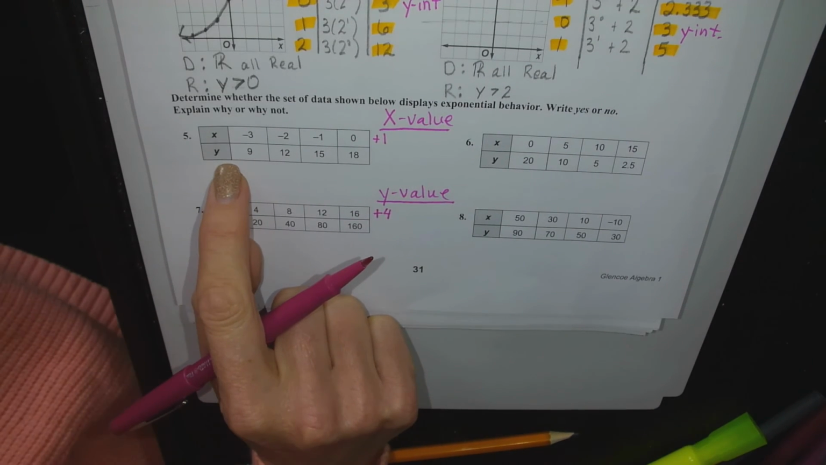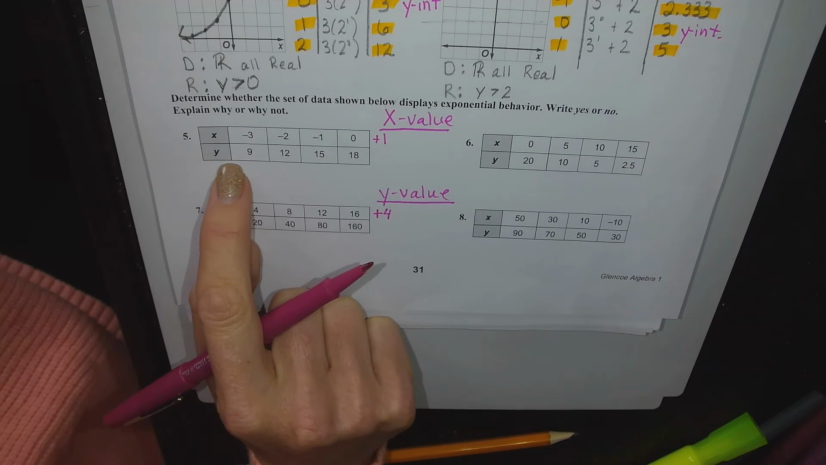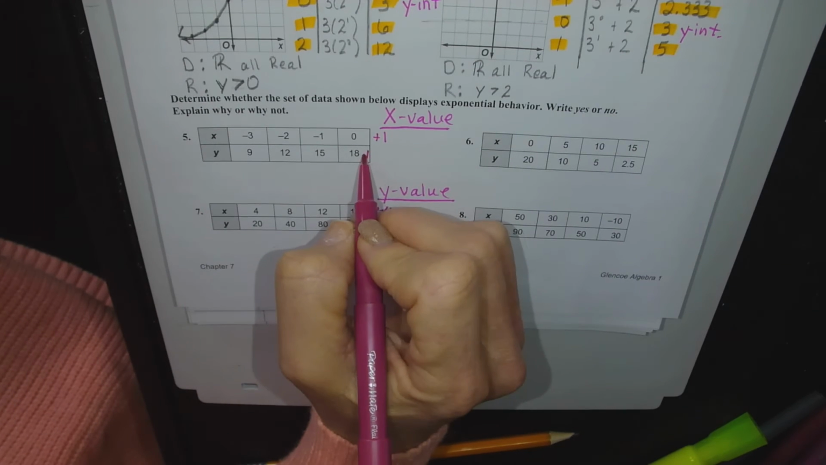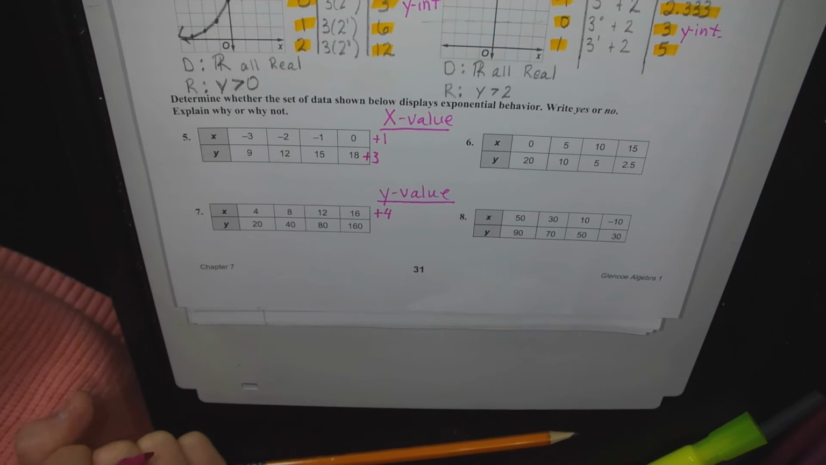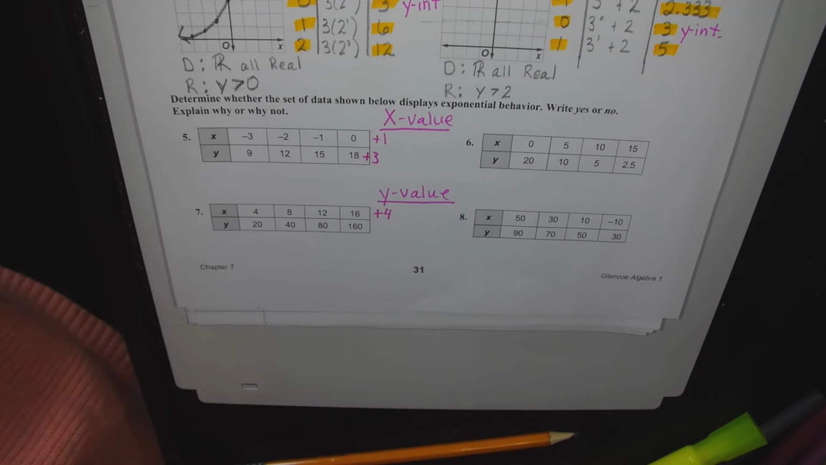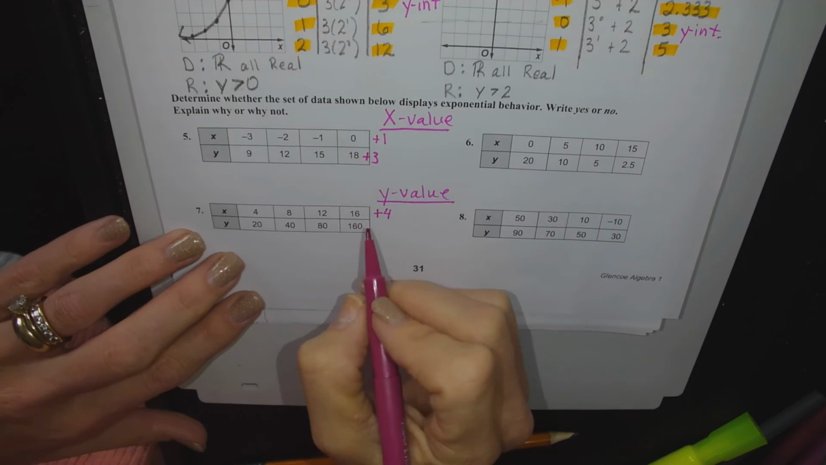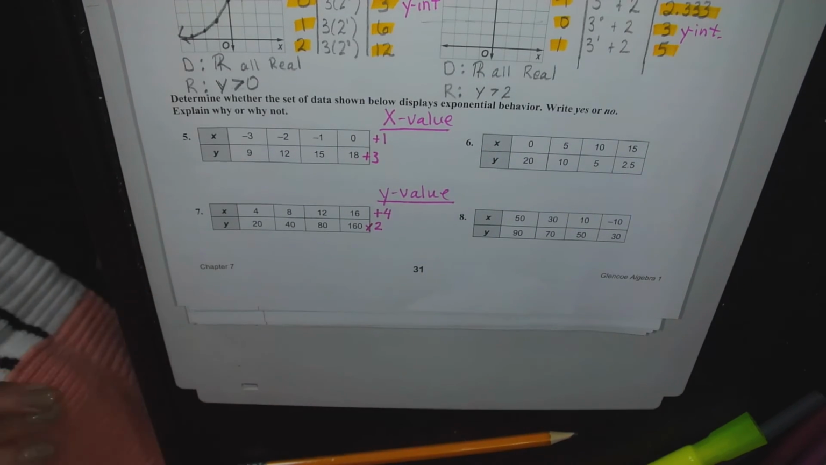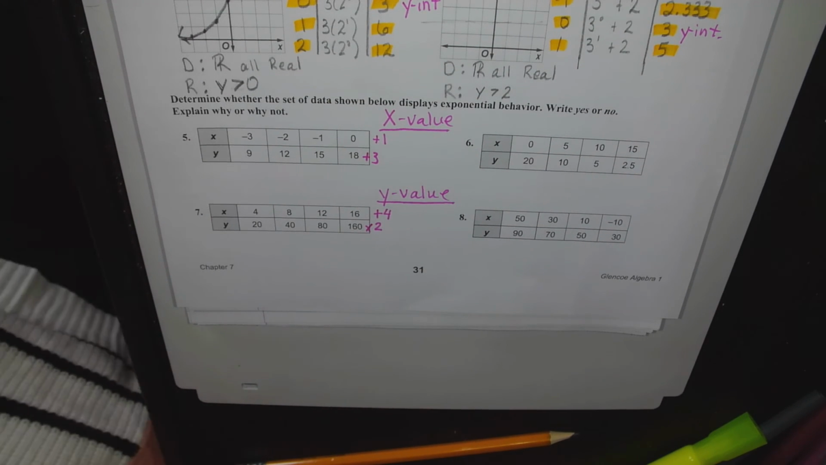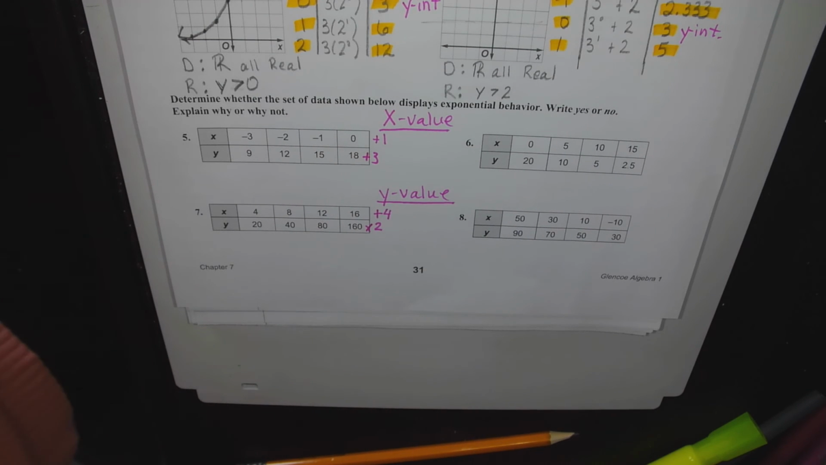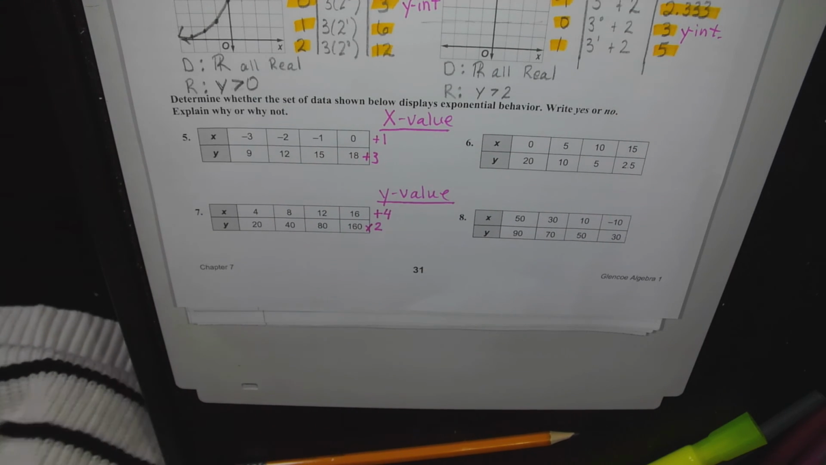Look in the Y's. What's the pattern, though? Yeah, you're right. Times 2. Times 2, yes. Okay, yes. So one of these is right, one of these is wrong. Basically, one of these is yes, one of these is no, because the directions say, is this exponential behavior, yes or no? Explain why not.